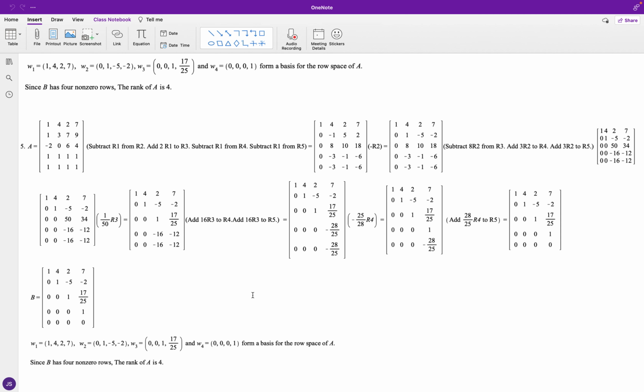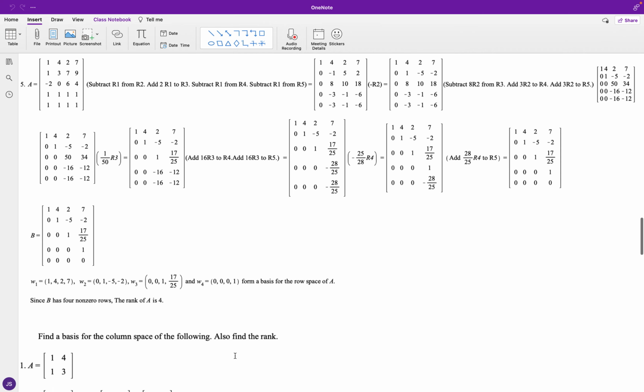And for the row echelon form in B, if you notice, the last row is going to be 0, but the 4 rows above will be non-zero. And so with the first 4 rows, we have these 4 non-zero vectors, and they will form a basis for the row space of A. And since B has 4 non-zero rows, the rank of A is going to be 4.